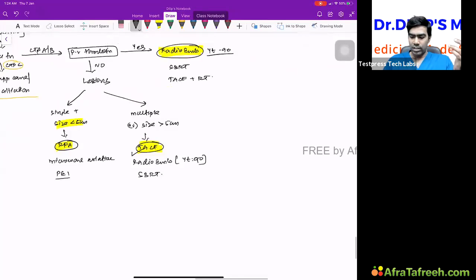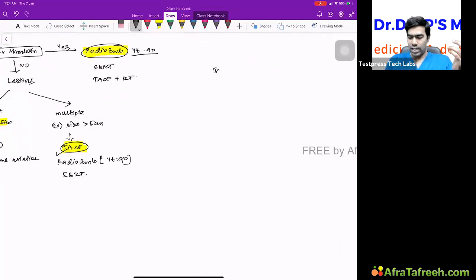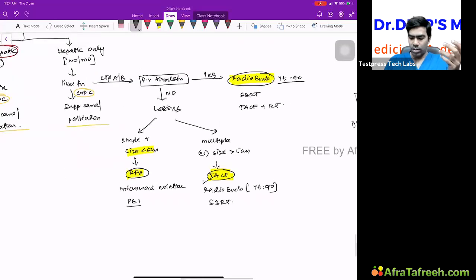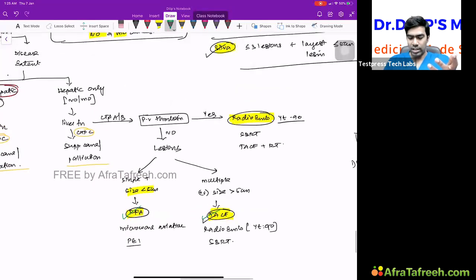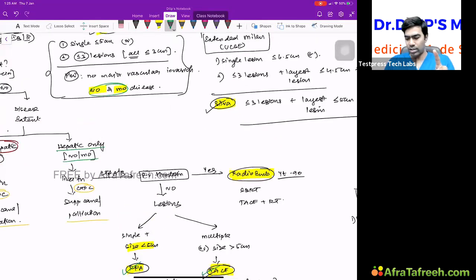They will definitely be asking you what are the indications for TACE and radiofrequency ablation. So where you can do TACE and radiofrequency ablation. Number one, the first indication is tumor downstaging. Remember, the reason why we use RFA and TACE here is not just as an end-stage therapy, it is also for tumor downstaging. Please understand, these patients are having hepatic-only disease, that is N0 and M0 disease.